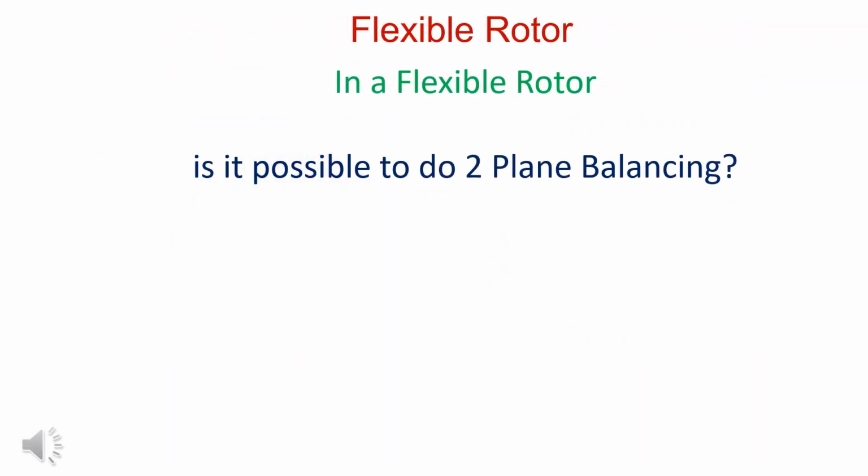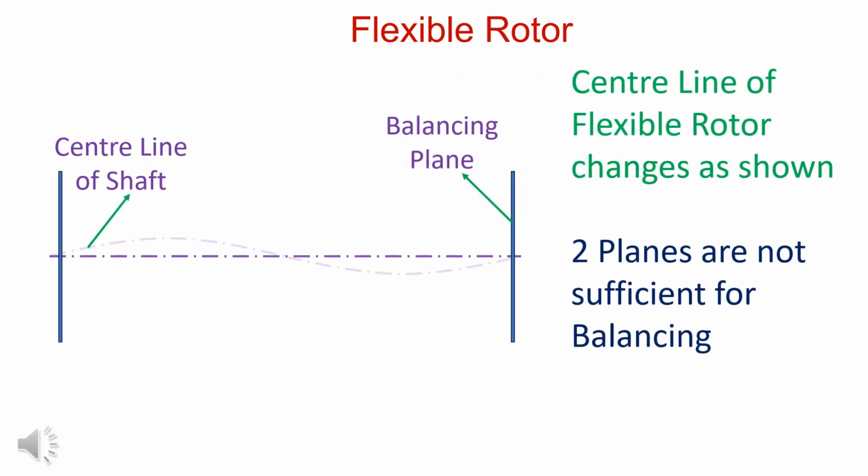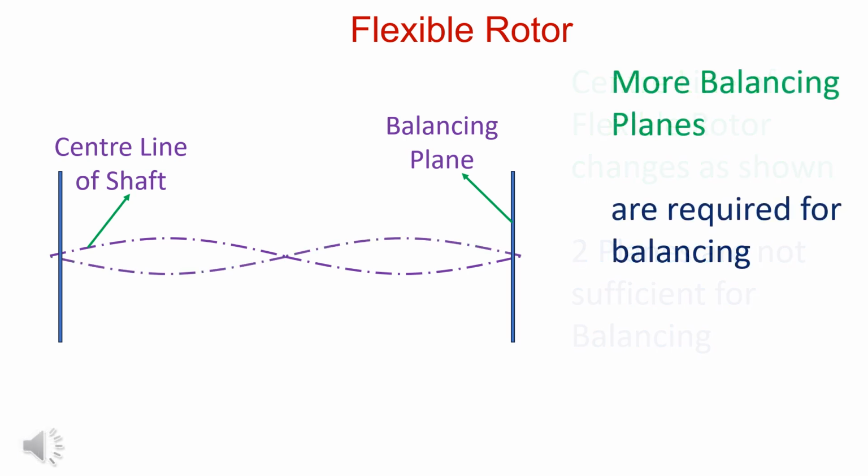Is it possible to do two-plane balancing in a flexible rotor? In the case of a flexible rotor, when one side of the rotor goes up, the other side goes down. Two planes are not sufficient to balance the rotor. More balancing planes are required for balancing the rotor.